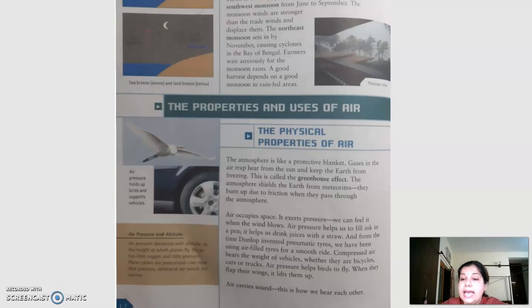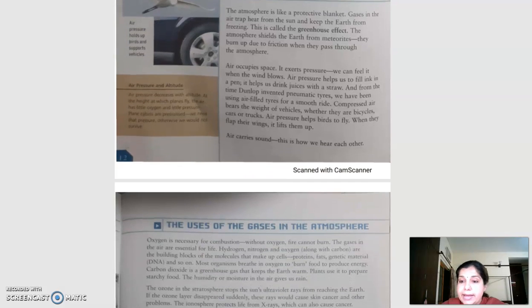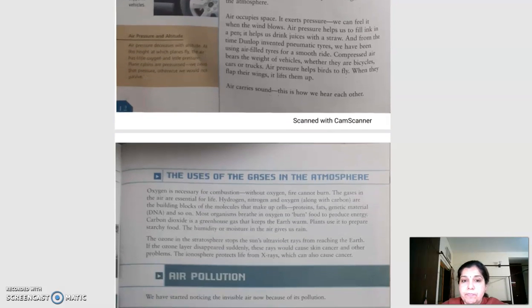Air also carries sound. Because there is air around us, sound waves are able to travel from one place to another. So we are able to hear because of the air in the atmosphere.